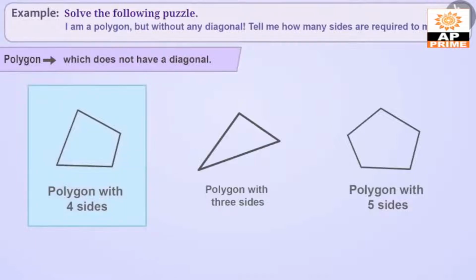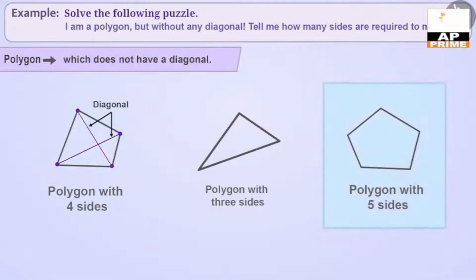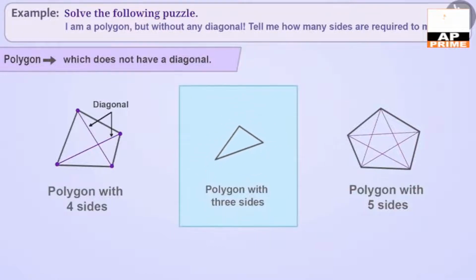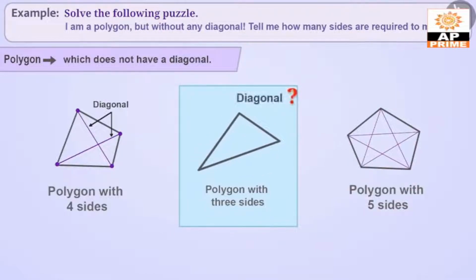Let's talk about the polygon with 4 sides. If we connect such vertices which are not adjacent, then we get a diagonal. In a 4-sided polygon, we can draw 2 diagonals. Similarly, in a 5-sided polygon, we can draw 5 diagonals. Can you tell me how many diagonals can be made in a 3-sided polygon? Think a little.